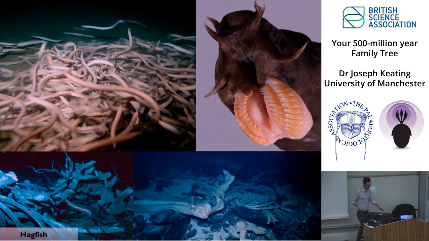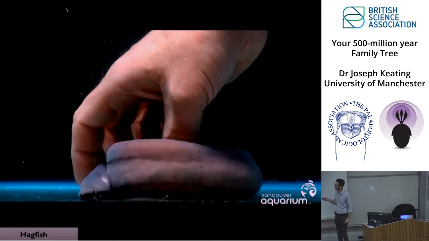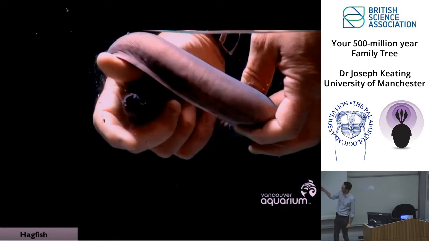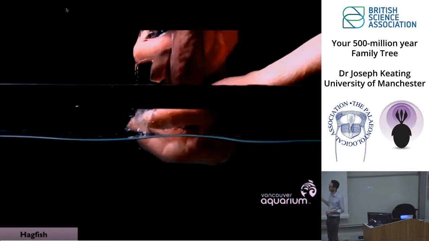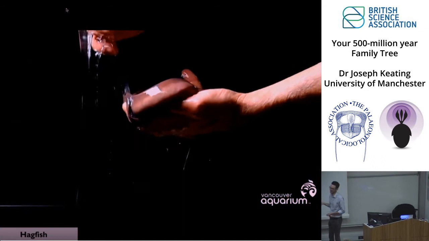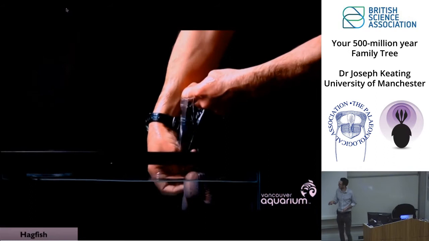But perhaps the most famous ability of the hagfish is their ability to produce slime. So when they're agitated, they release some proteins into the water column, and these swiftly react with the surrounding water to produce viscous slime. And this gives hagfish their common name of slime eels. Quite disgusting. But this all has a purpose.